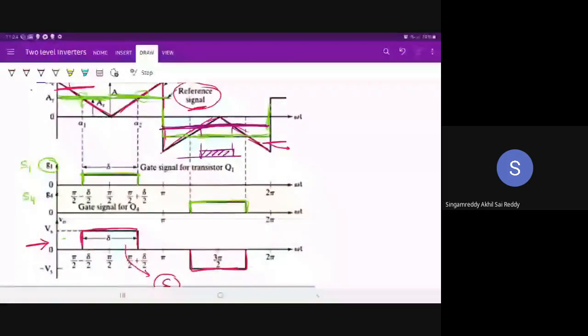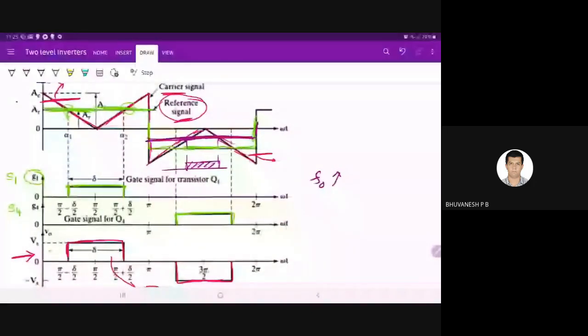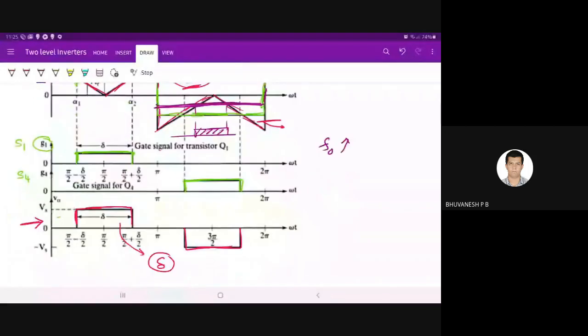How to change the output voltage frequency? Change the frequency of the reference. If you change the frequency of this reference signal, we can change the output voltage frequency. So in this way, we can control both the frequency and the magnitude of the output voltage.